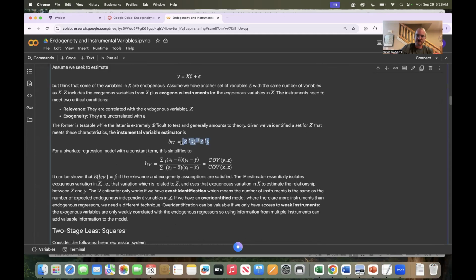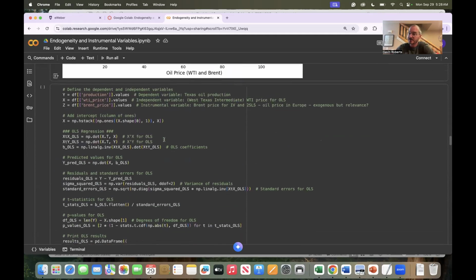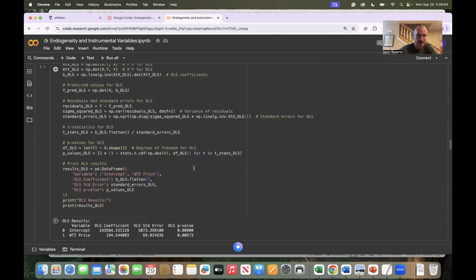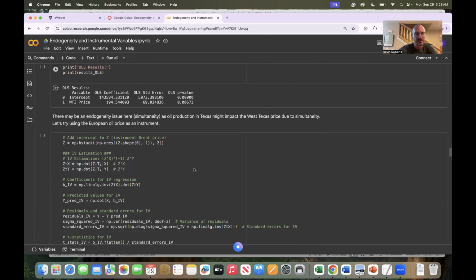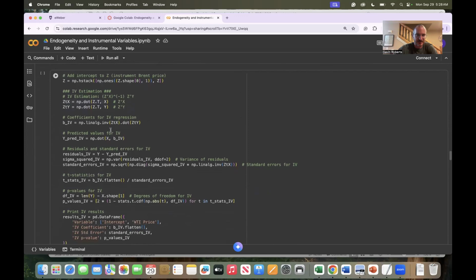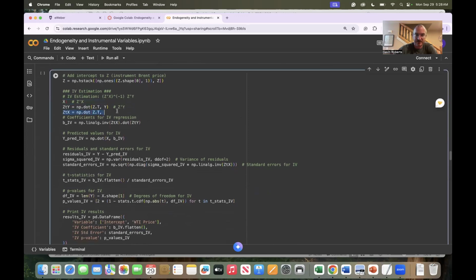We're going to just do this equation. We've done X prime X inverse X prime Y and looked at those results. Now we're going to do Z prime X inverse Z prime Y, to compare what happens if we use an instrumental variable instead of the potentially endogenous regressor. So here we're just getting that ready. Same thing we did above with X.